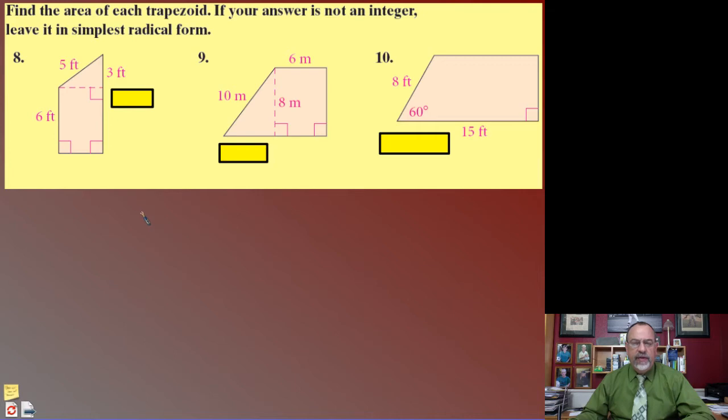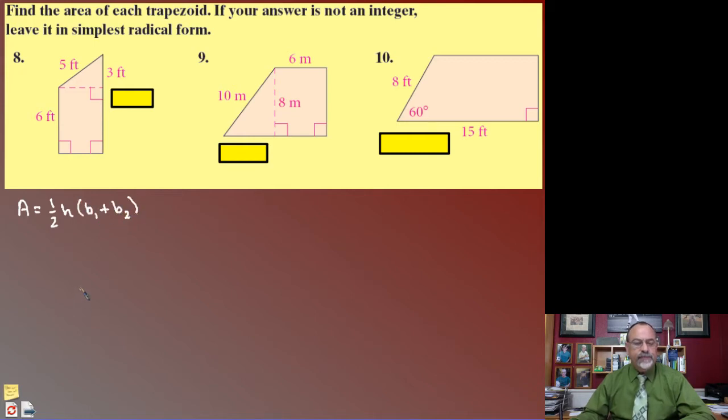Here I have a few trapezoids to do. Let's go ahead and do number 6. There is no number 6. I was looking at this 6. Let's do number 8. So as I look at the figure, I know what my formula is going to be, or I choose the formula for the trapezoid, which is 1/2 the height, base 1 plus base 2.